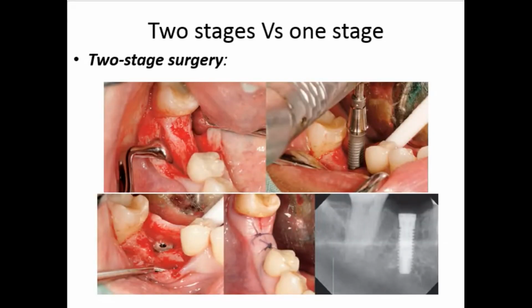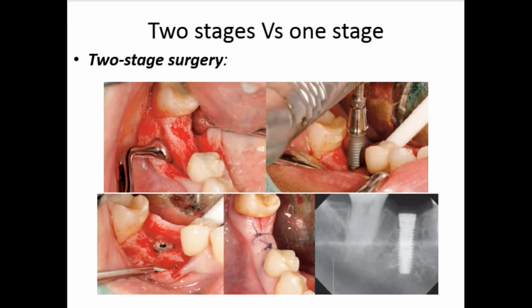Delayed loading: a healing period of 3 to 4 months for osseointegration to occur, and then a final restoration is loaded on the implant. 2 stages versus 1 stage. First, I will talk about 2-stage surgery. First, implant is inserted and covered by a healing screw, and then the flap is sutured back.